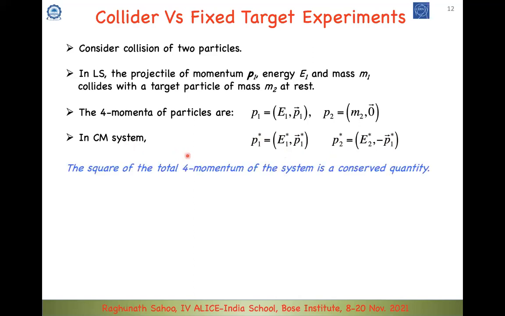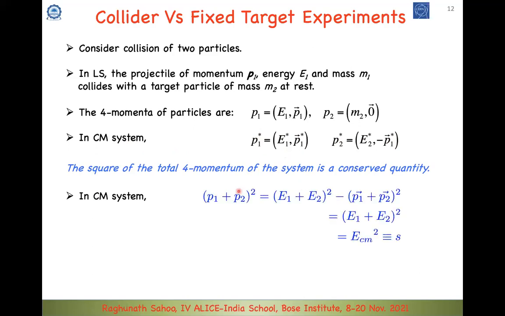The square of the 4-momentum of the system is a conserved quantity, as you know. In the center of mass frame, (P1 plus P2) squared is nothing but the spatial component squared minus the temporal component squared. Since in the center of mass the total momentum is equal to 0, this gives me (E1 plus E2) squared, and I write E center of mass because that is the total energy available in the center of mass frame. You also know this from the Mandelstam variables, which I introduced last time.